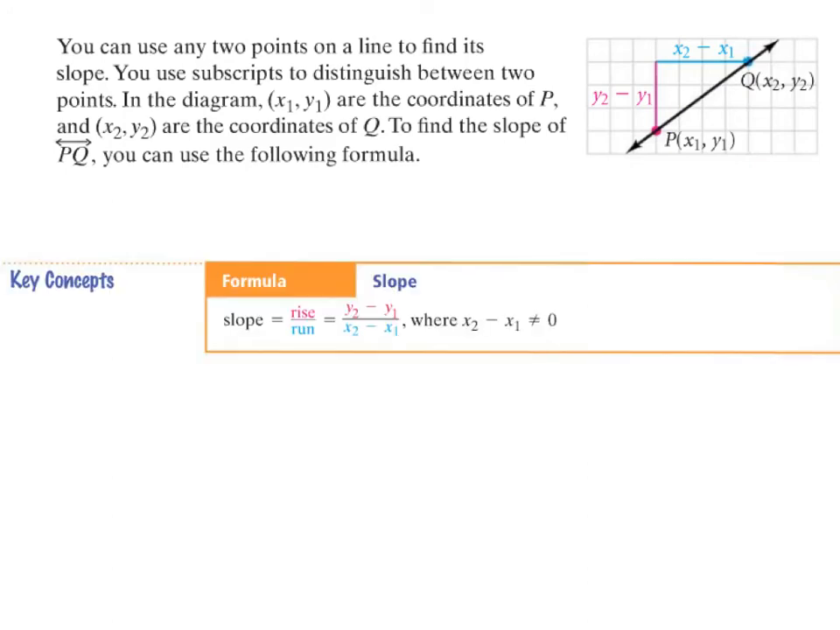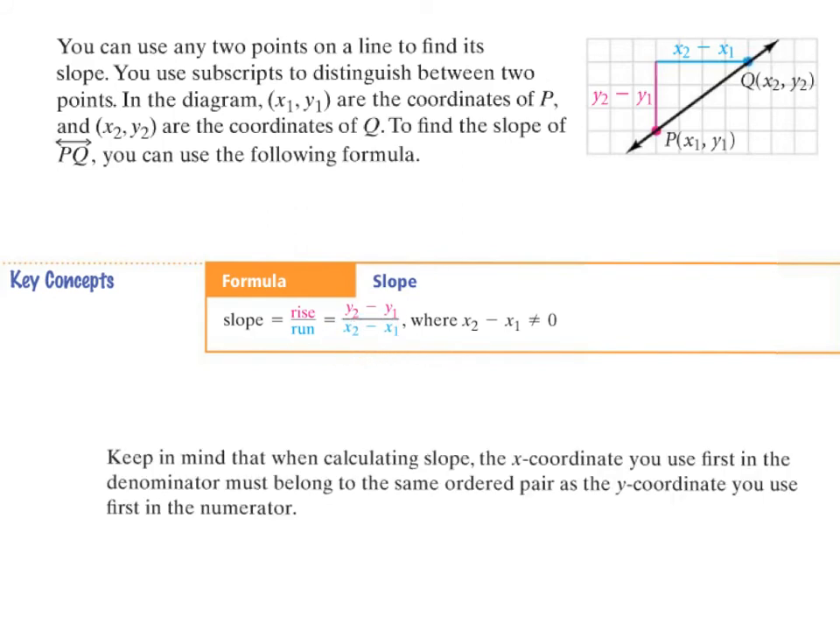Here's your key concept. Your formula for slope we know as change in y. To find the change of any two y values, you subtract them. So we're going to subtract our y values on top, subtract your x values on bottom. On the bottom, x cannot be 0. Make sure you understand that this right here, if you subtract them, it cannot be 0.